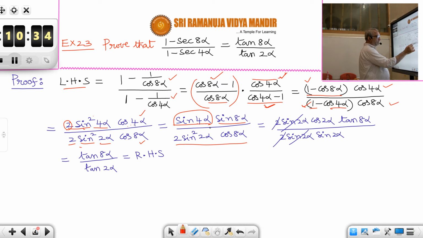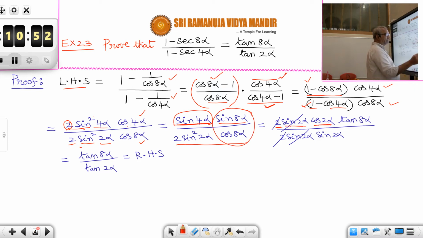So here sin 4 alpha, sin 2 into 2 alpha, is it not? 4 alpha is 2 into 2 alpha. Sin 2 theta is 2 sin theta cos theta. So sin 4 alpha can be written as 2 sin 2 alpha cos 2 alpha. Sin 4 alpha is 2 sin 2 alpha cos 2 alpha.